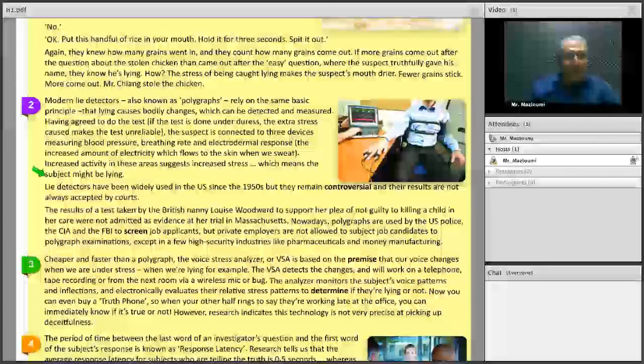By the way, this word subject as a noun is pronounced subject, and means a person, and as a verb it is pronounced subject. Subject means to expose or to make someone experience something. So watch out, please. Don't confuse them. Subject, subject, suspect, suspect.